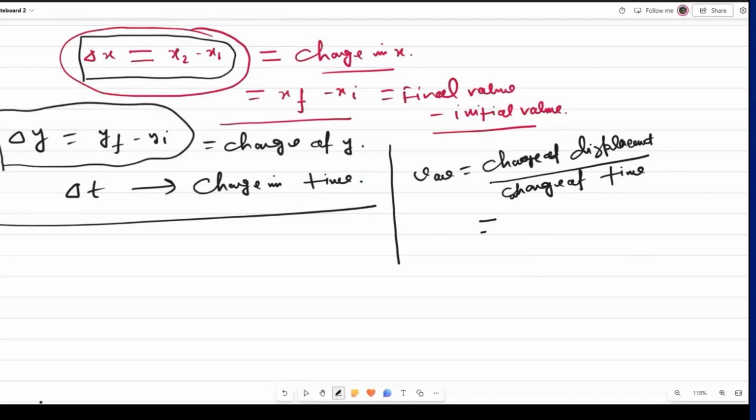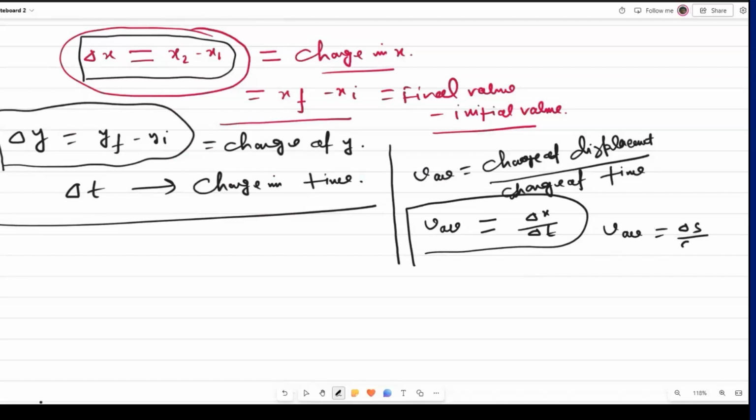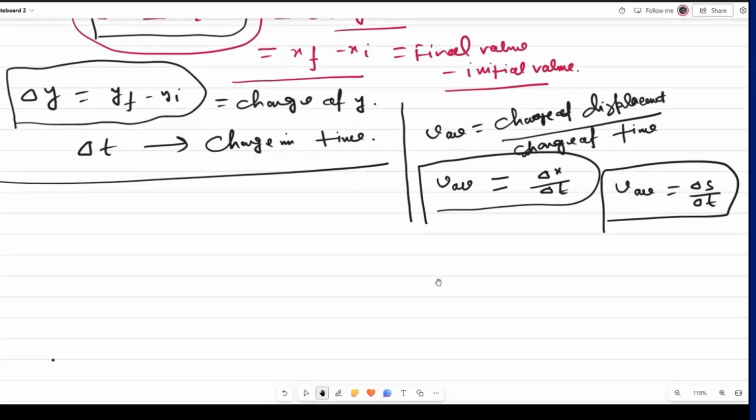So one can write, by using this symbol, if you just learn, v average equal to delta x by delta t. You might have seen that authors write it this way: v average equal to delta s by delta t. No issue. You can write any symbol. It is just displacement by time. Just to indicate it has change, I've written change of displacement by change of time.